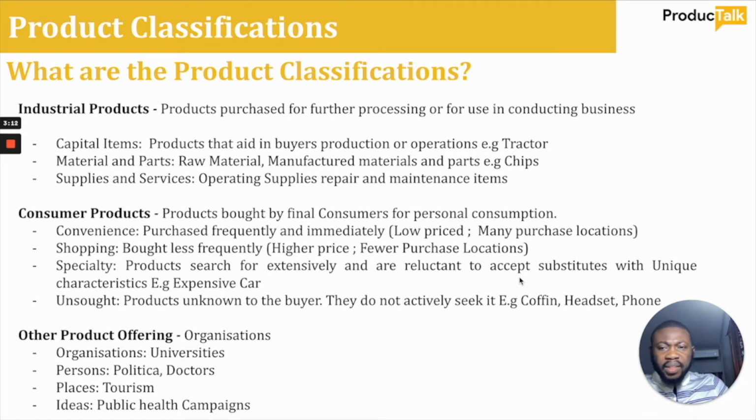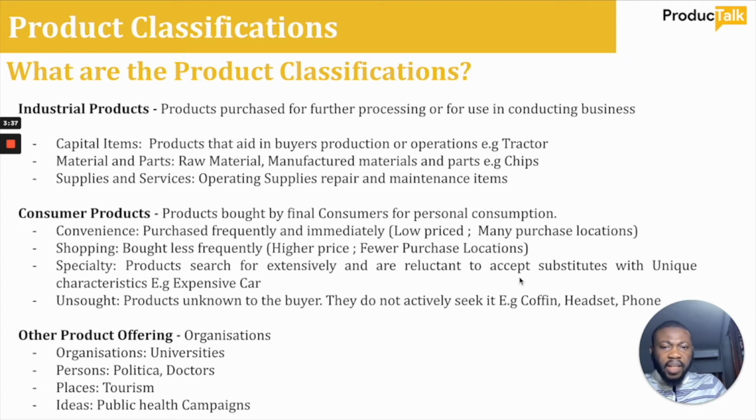We have shopping products, right? The shopping products are bought less frequently because they have a higher price. Mostly you would see things like this. Let's say when you go to supermarkets, maybe you go get a fridge, right? The fridge is not too cheap, but it's not something that you really need, right? It's not something you just see anywhere around. There are specific locations. There are fewer purchase locations for things like that.